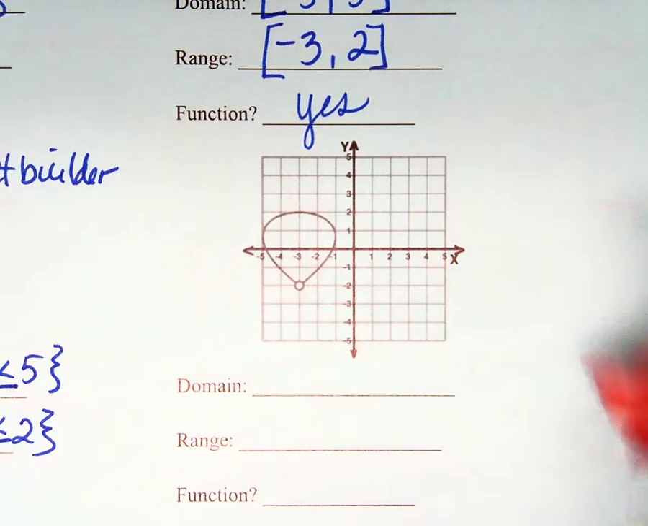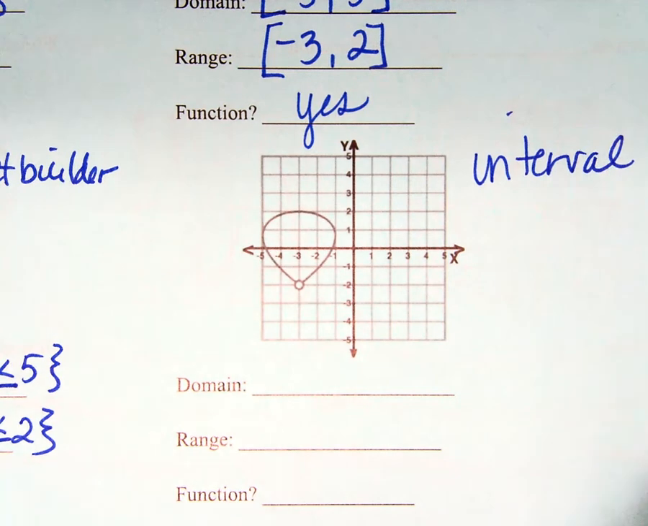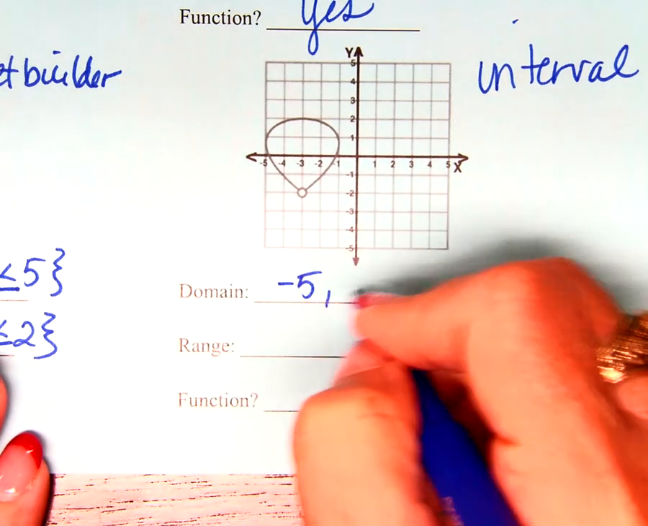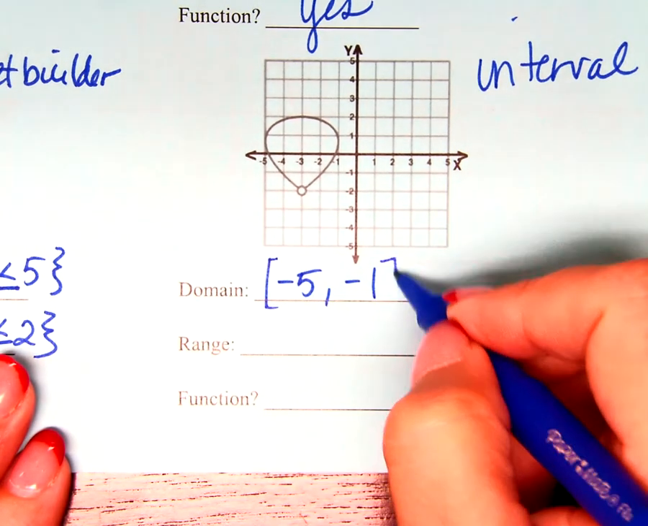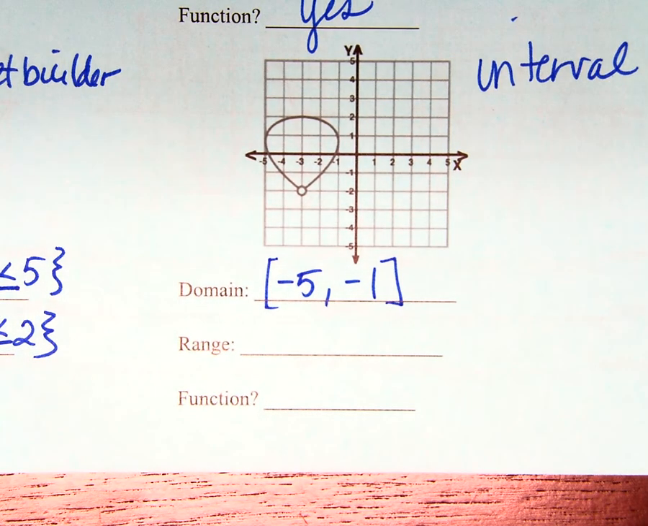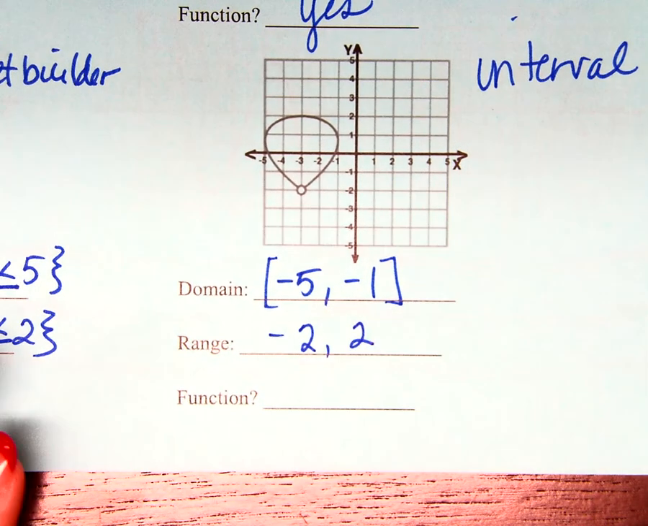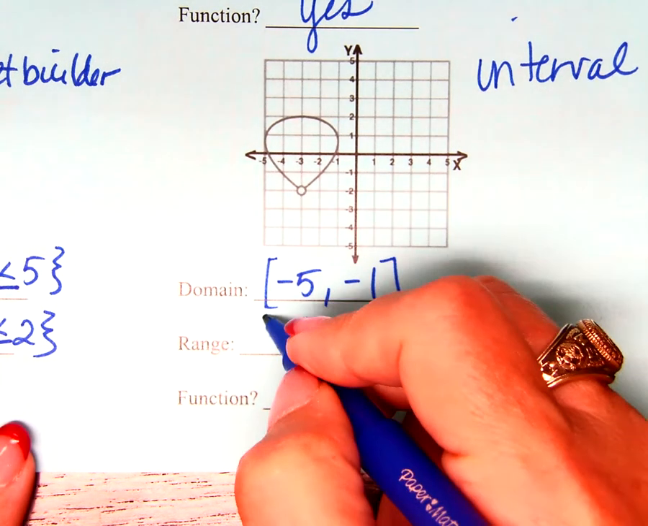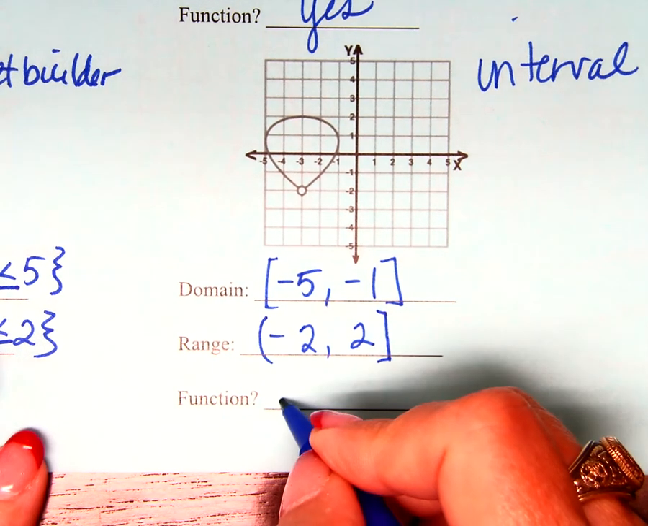Okay, last one. Let's just do interval on this one too, please. How far left and how far right? Are -5 and -1 both included? Yes. What about the range? How far down and how far up? -2 and 2. Are -2 and 2 both included? Oh no. Which one's not included? -2, because there's an open circle right there. Is it a function? No.